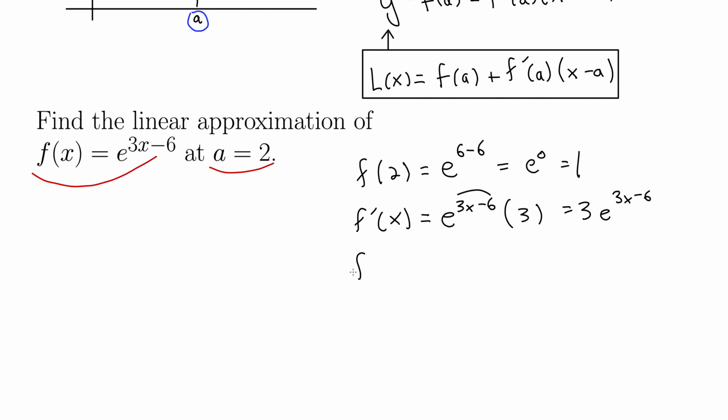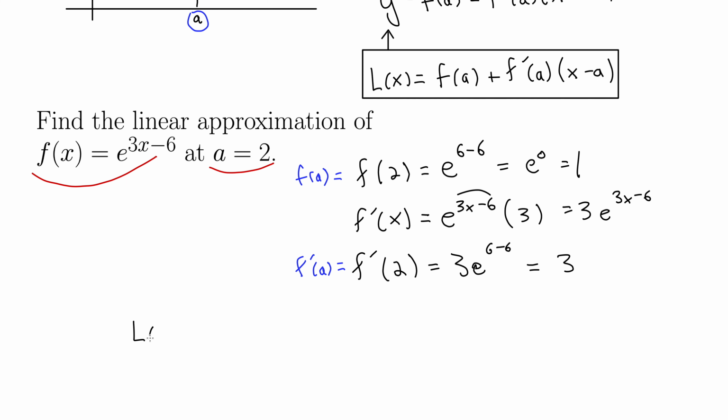What we really need, though, is f prime of a, which is f prime of 2 in this case. So f of a was f of 2, and f prime of a was f prime of 2. Plugging in 2 here, we have 3 e to the 6 minus 6. So that's 3 e to the 0, which is 3 times 1, which is 3. And that should give us everything we need.